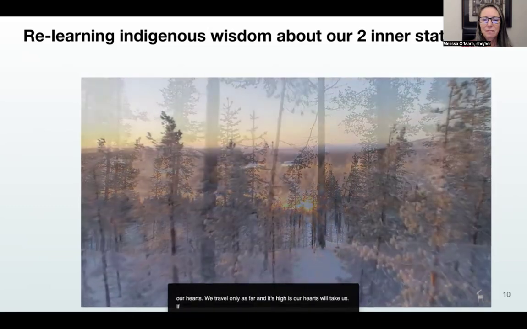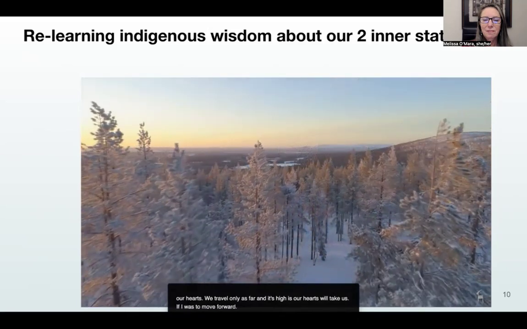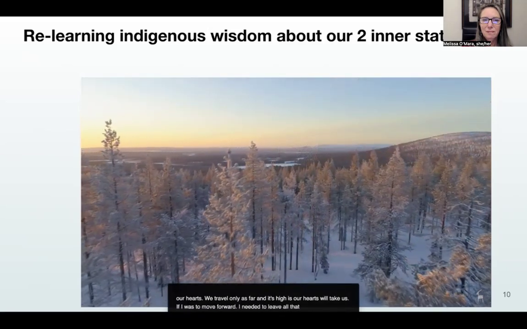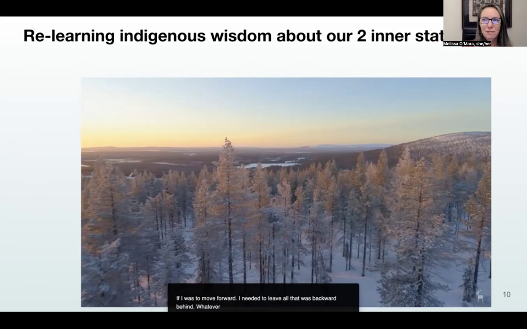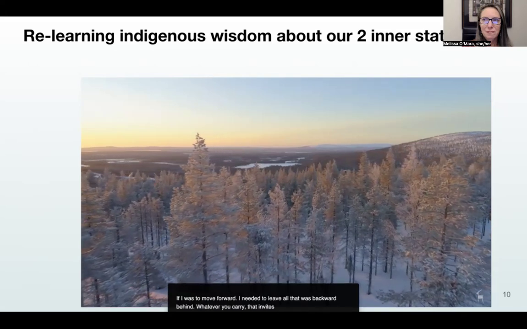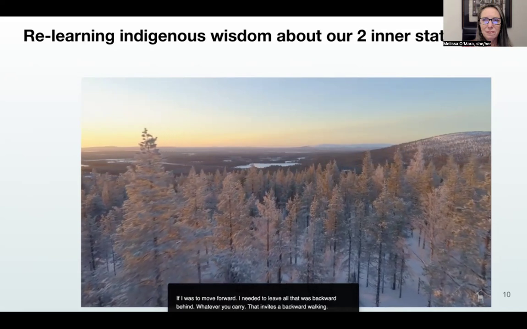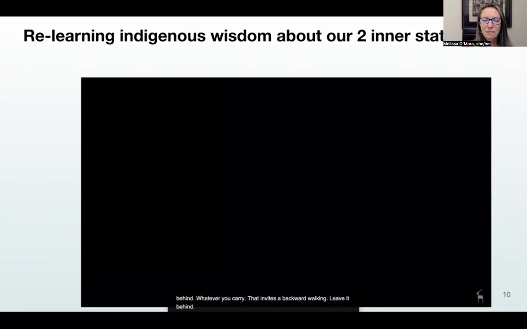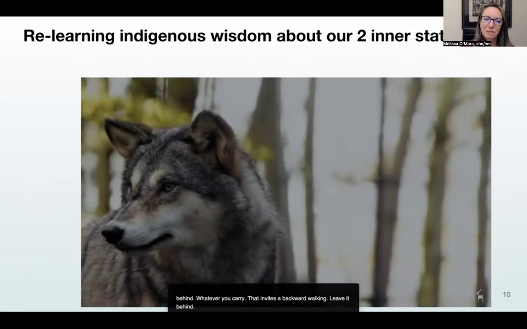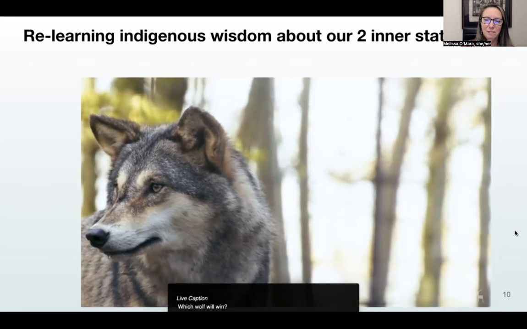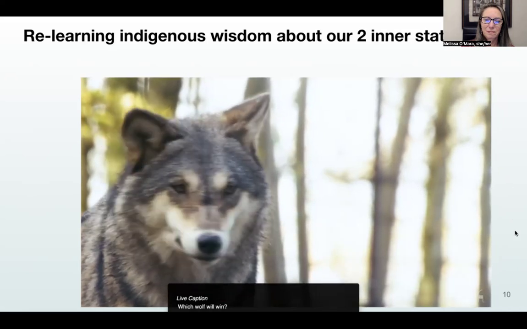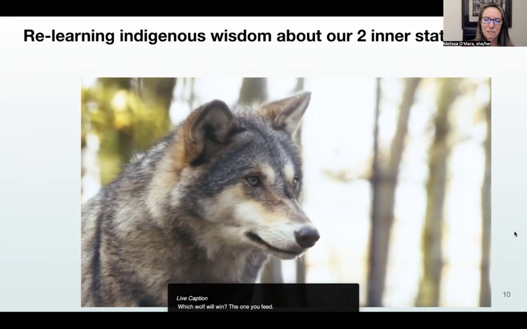If I was to move forward, I needed to leave all that was backward behind. Whatever you carry that invites a backward walking, leave it behind. Which wolf will win? The one you feed.